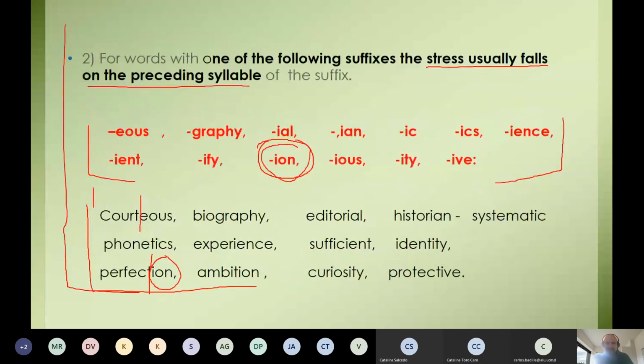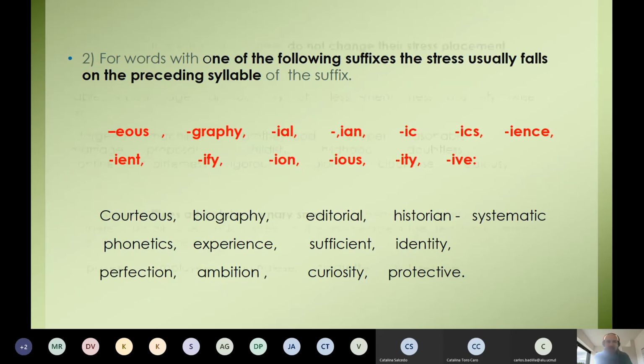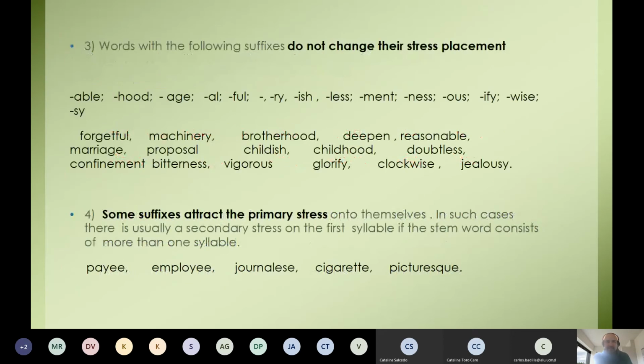Or suffixes. Sometimes the prefix or the suffix do not change the stress from the original syllable on which the stress was placed originally in the root of the word. But sometimes, and we're not going to see this today, the stress is changed, the primary stress.